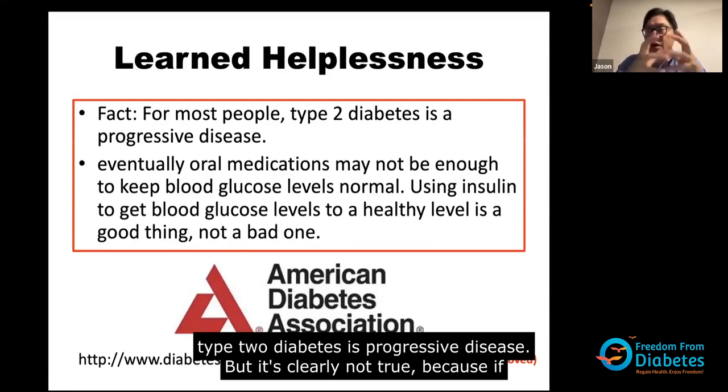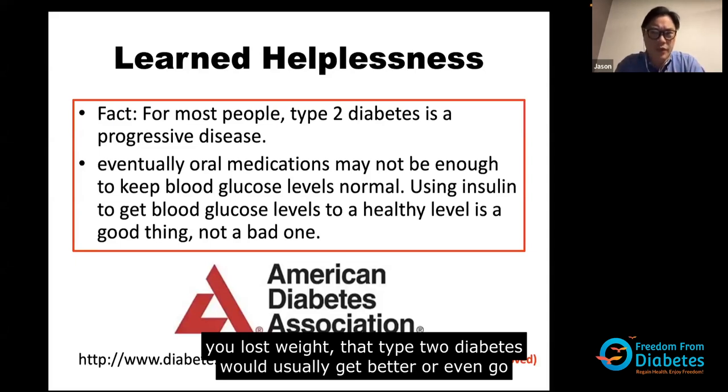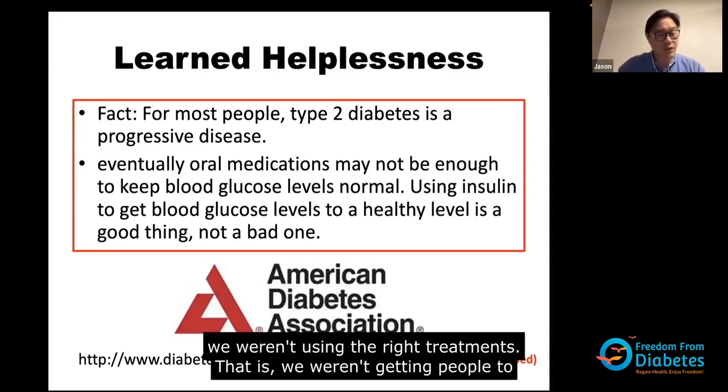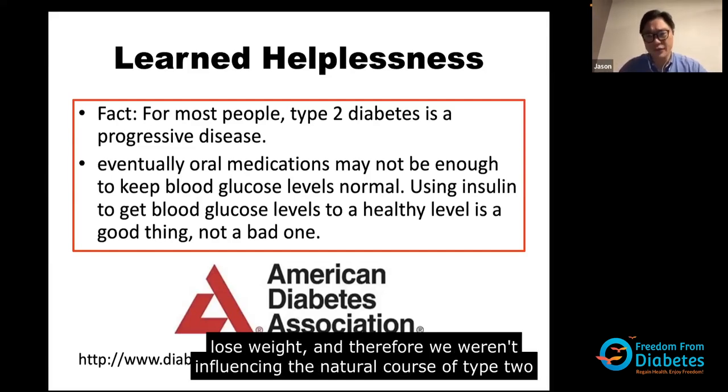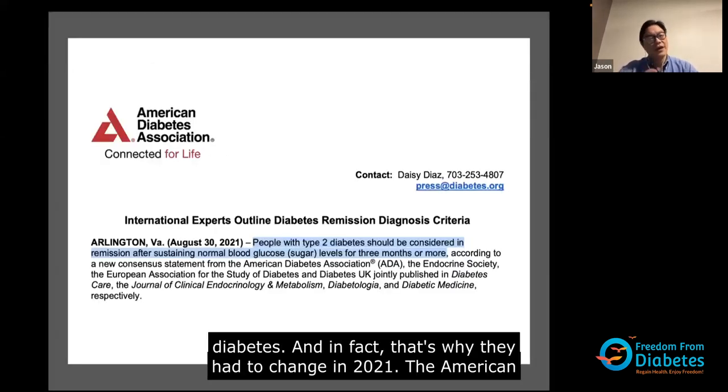But it's clearly not true because if you think about it, everybody, patients, nurses, doctors, everybody knew that if you lost weight, type 2 diabetes would usually get better or even go away completely. So it's actually a disease that's reversible. It's just that we weren't using the right treatments. That is, we weren't getting people to lose weight, and therefore we weren't influencing the natural course of type 2 diabetes.